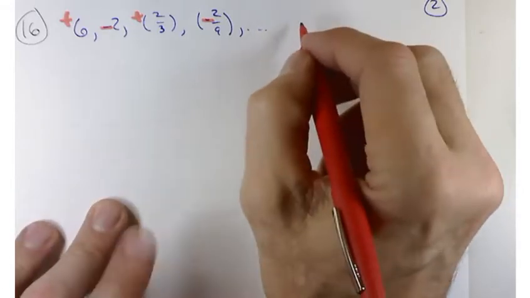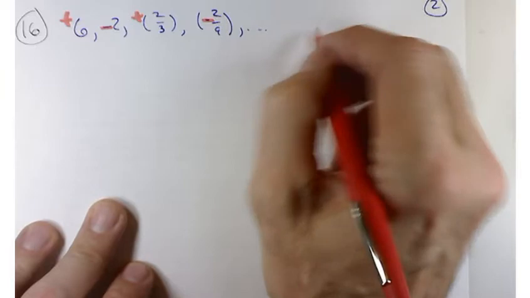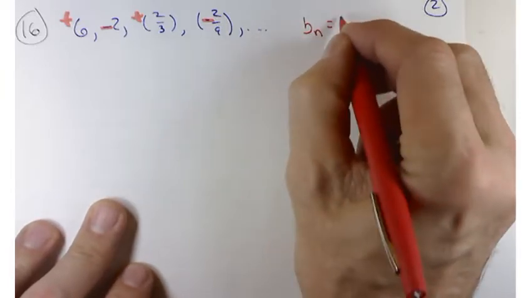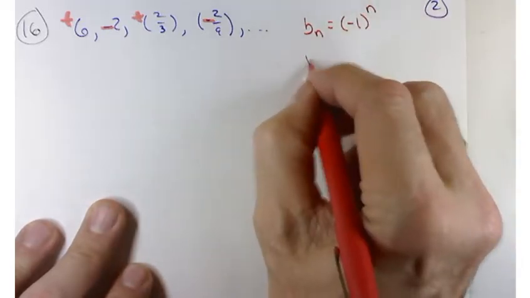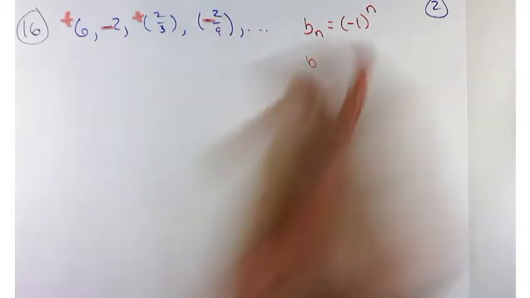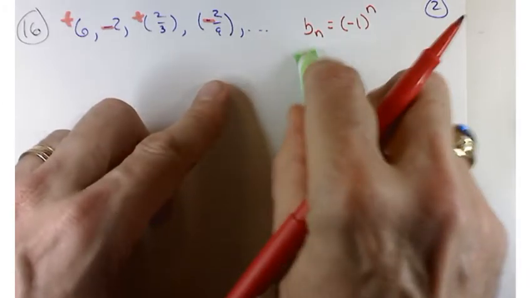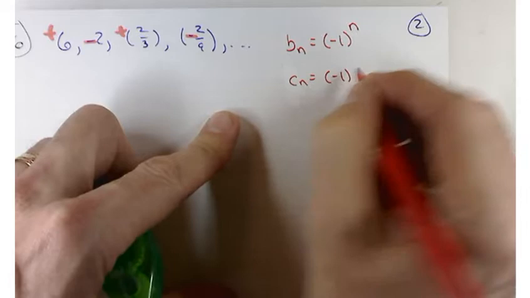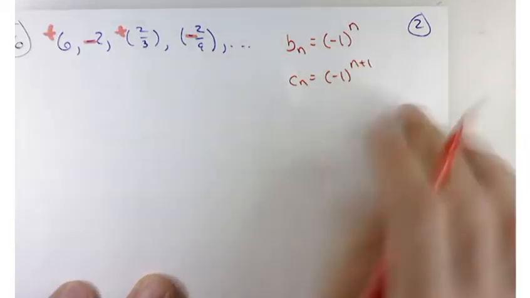We've got two possibilities here. And let me just give this a different name. Let's call it b sub n. I can go -1 to the n power, or I should probably use a different variable. Call it maybe c sub n. C sub n would be -1 to the n plus first power.